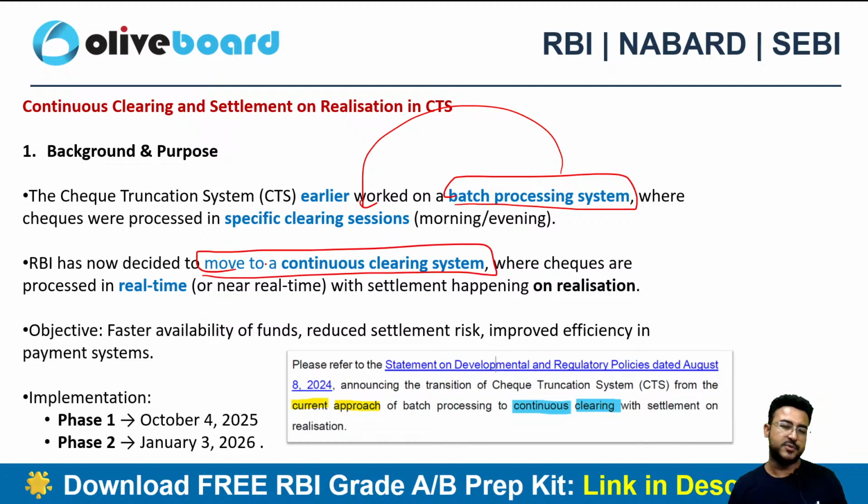Earlier, when you deposited a check, it took 2 to 3 days to settle. Banks usually processed that check in 2 to 3 days. Now they are transitioning towards the continuous clearing system, which will be completely in real time, or close to real time.